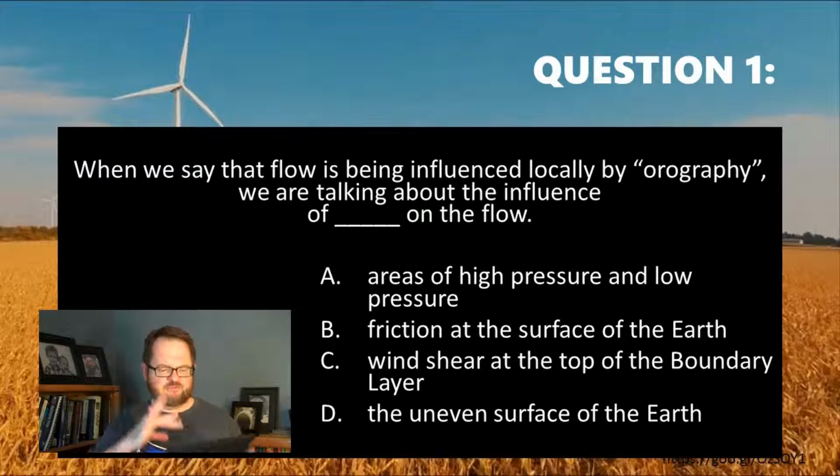I didn't use any of those exact words when I described it earlier. Which of those is the correct way of describing what we mean when we talk about the role of orography on the local flow? Make a choice from those 4 options and get a little feedback before you move on to question 2.